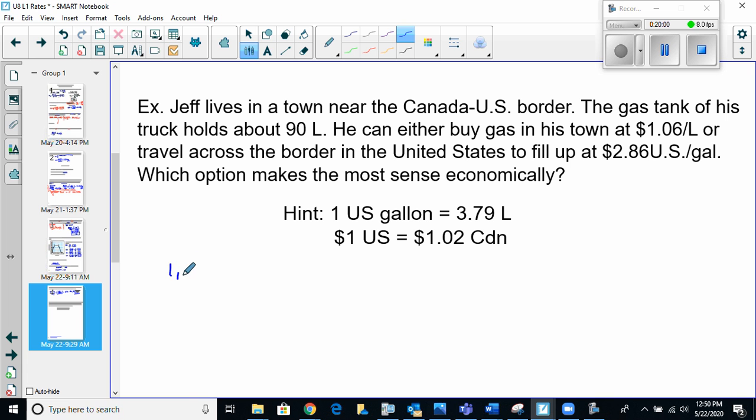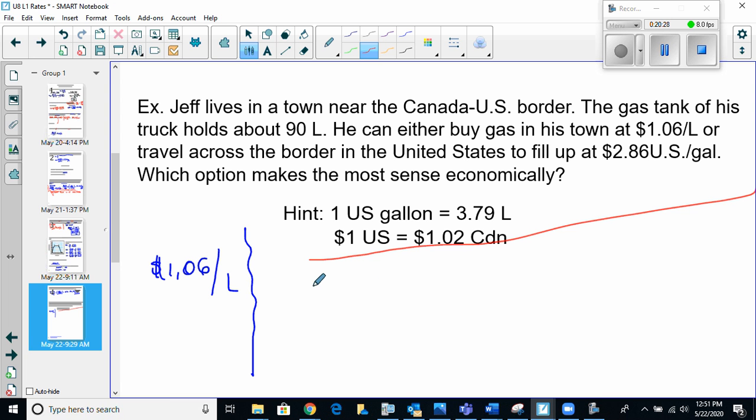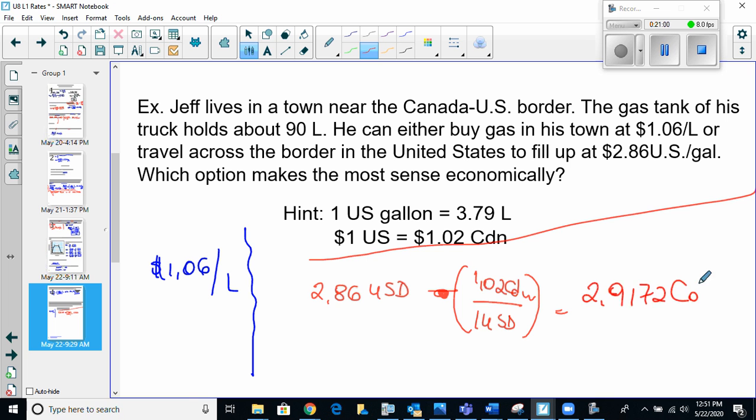So the first one is $1.06 per 1 liter. This is the Canadian price. Now, let's convert the US dollars per gallon into Canadian dollars per liter. So we have the ratio here, 2.86 US dollars. Let's convert it into Canadian dollars. 1 US dollar is 1.02 Canadian dollars. So 2.86 times 1.02 will be about 2.9172 Canadian dollars per 1 gallon.